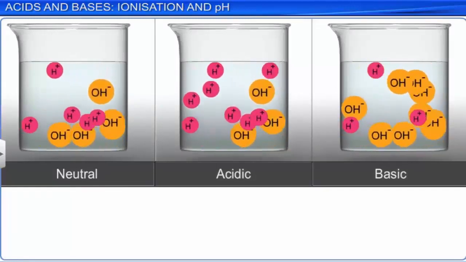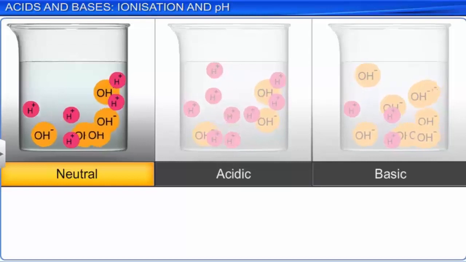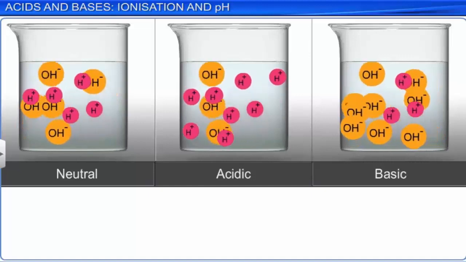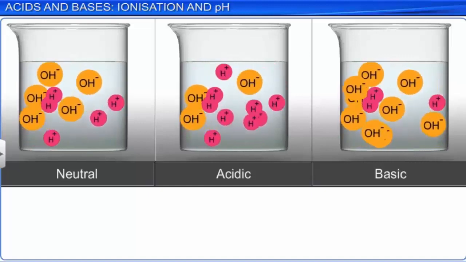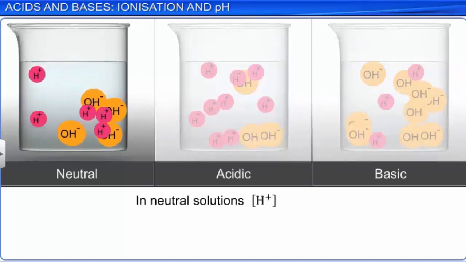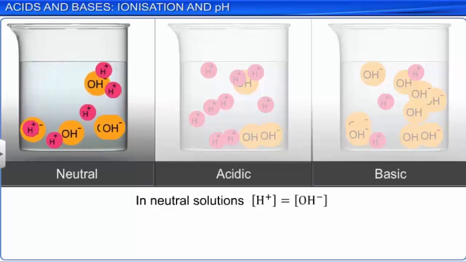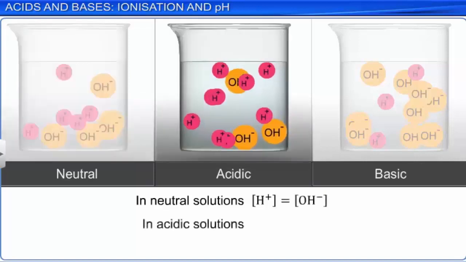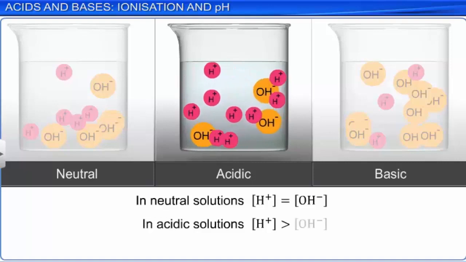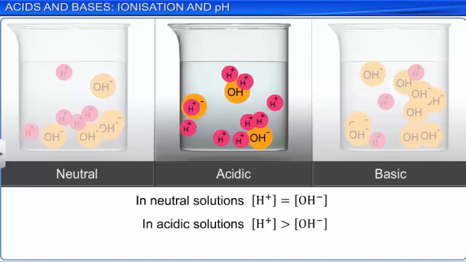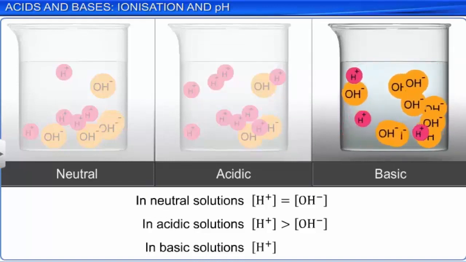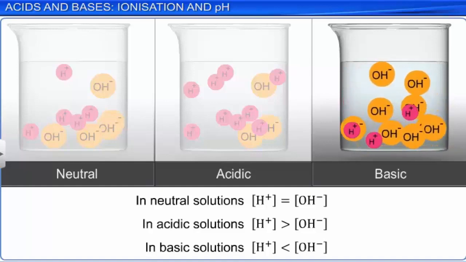The aqueous solutions of various substances can be divided into neutral, acidic or basic, depending upon the relative amount of H+ and OH- ions. In neutral solutions, the concentration of H+ ions is equal to the concentration of OH- ions. In acidic solutions, the concentration of H+ ions is greater than the concentration of OH- ions. While in basic solutions, the concentration of H+ ions is less than OH- ions.